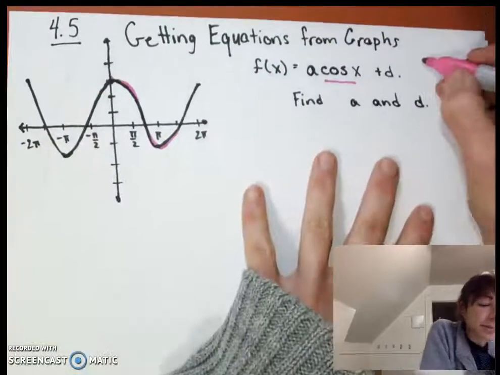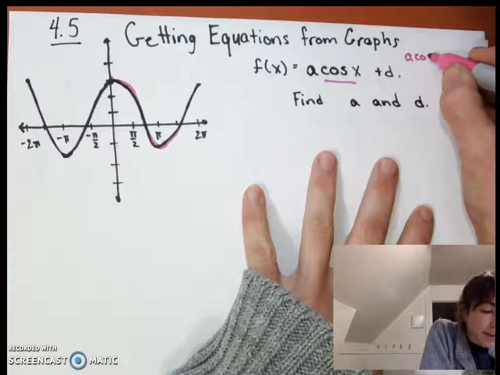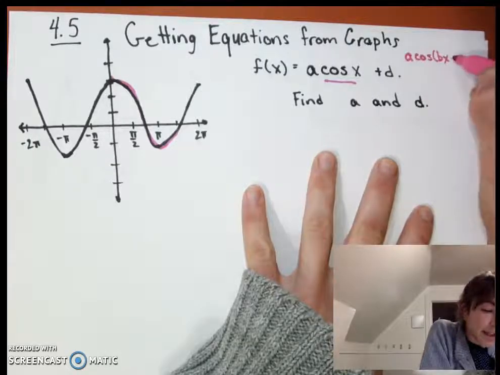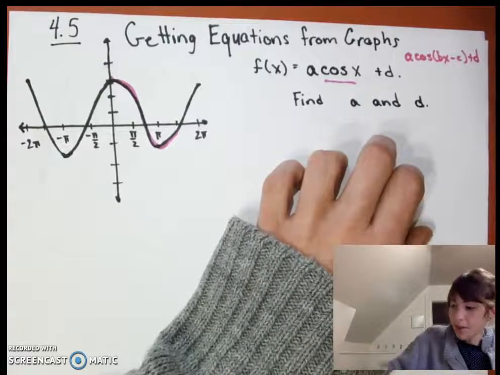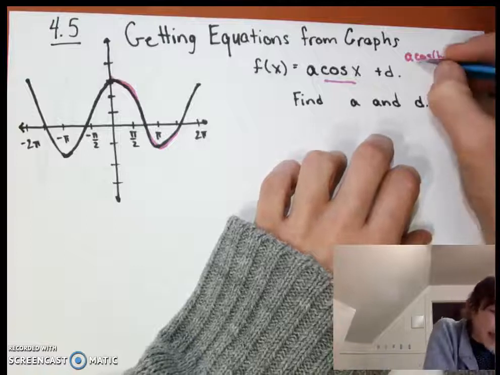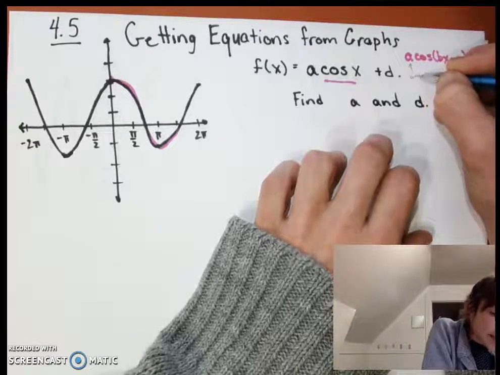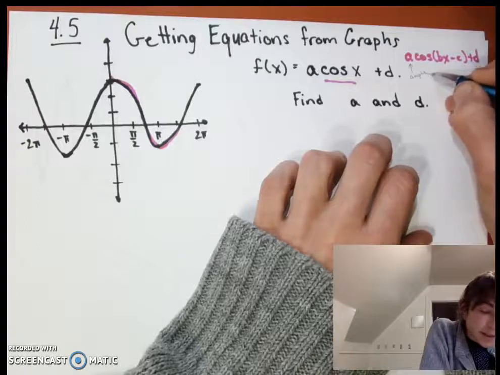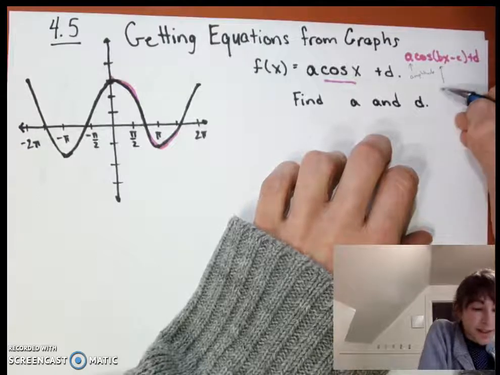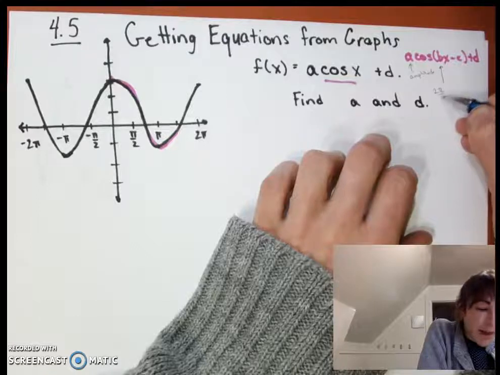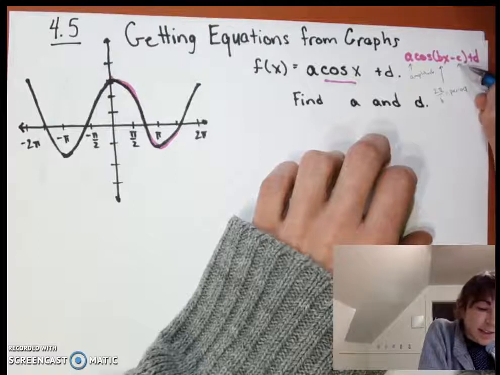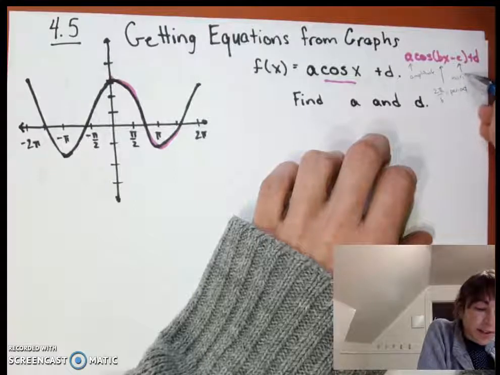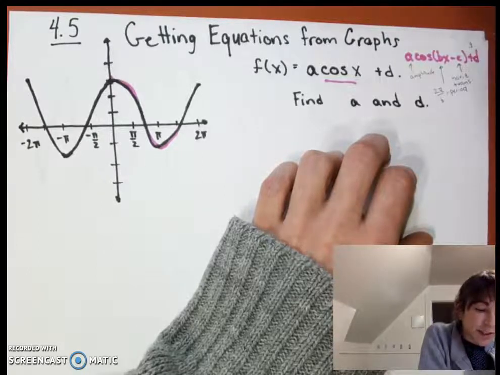So normally we could have all of these different variables, a cosine bx minus c plus d, as we mentioned in the last video, where a is amplitude, the b relates to the period, so 2 pi over b equals the period, the c was the horizontal translation, and the d was the vertical translation.